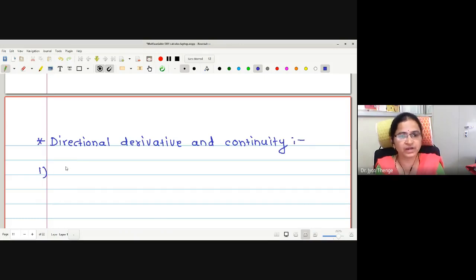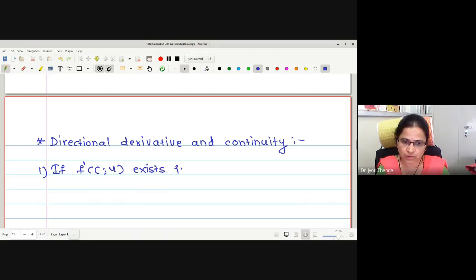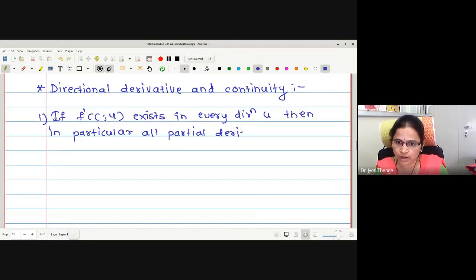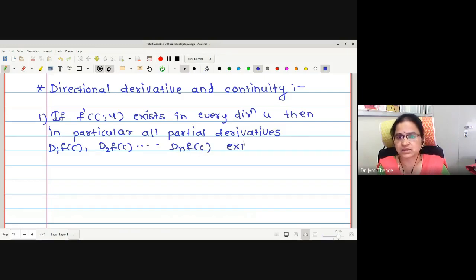The first result says that whenever directional derivative exists, then we can say that partial derivatives exist. Converse need not be true. If f dash of c comma u exists in every direction u, then in particular all partial derivatives d1f at the point c, d2f at the point c, up to dnf at the point c exist.